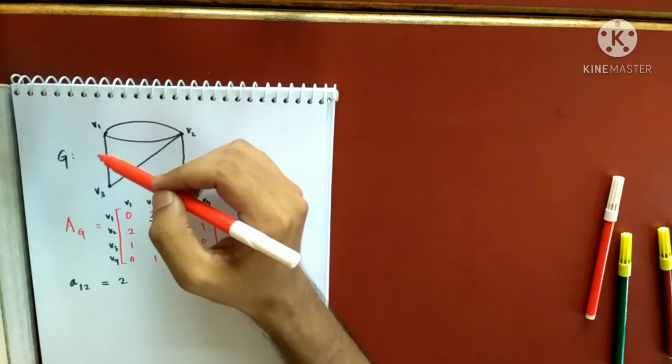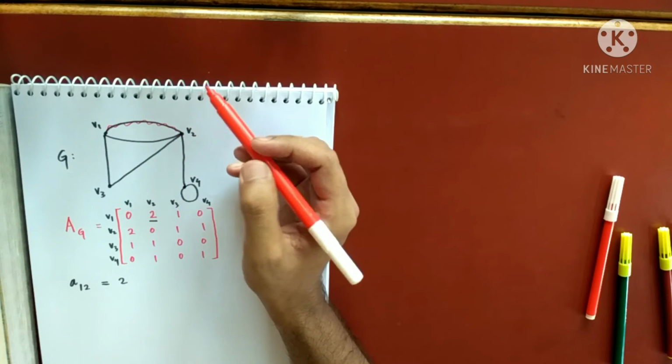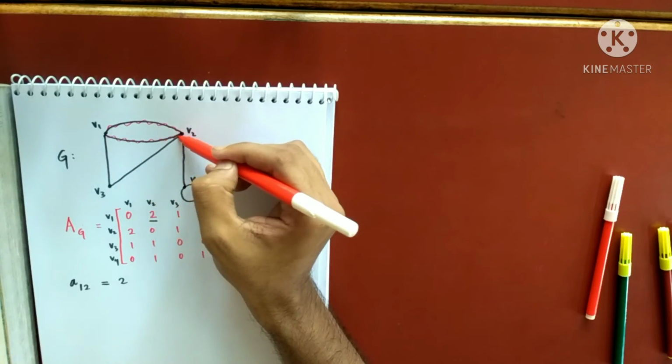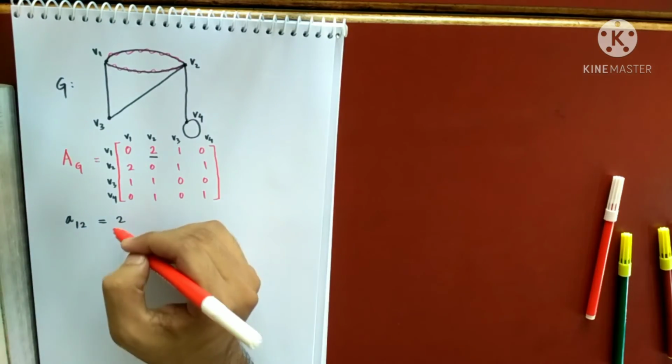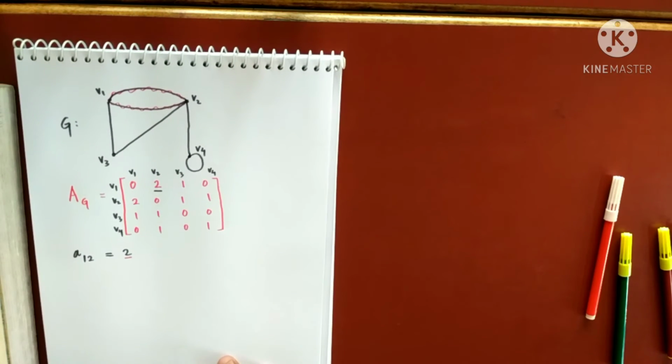So there are only 2 walks. One is this, having length 1. That means the number of edges involved in that walk is 1. And this one. And you see, this is also 2. So what does A12 stand for? It is giving us the number of walks from V1 to V2.